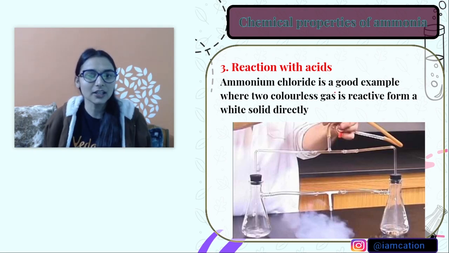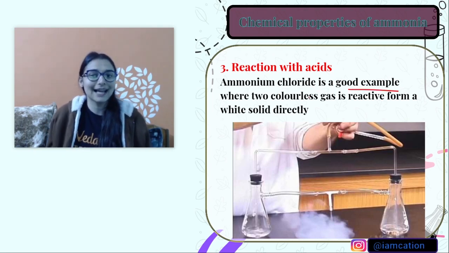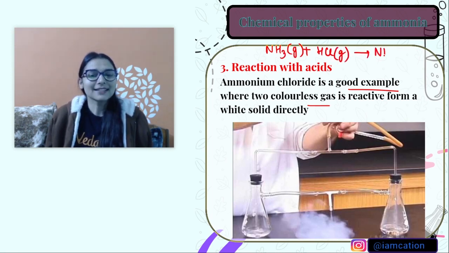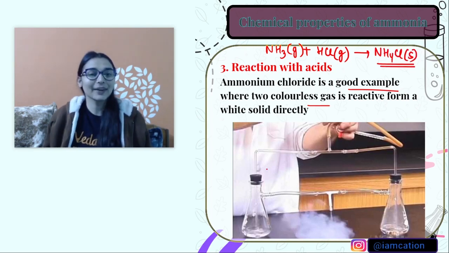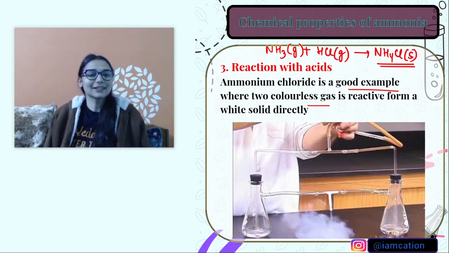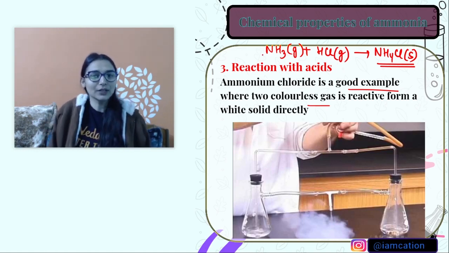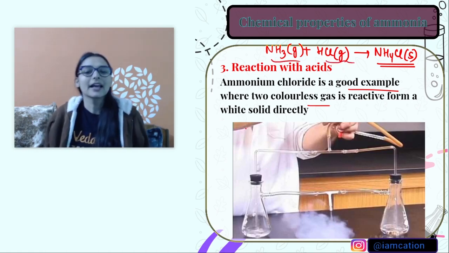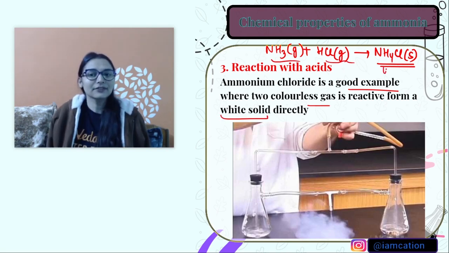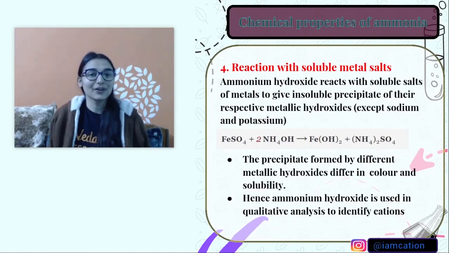Reaction with the acids, ammonium chloride is a very good example where two colorless gases, ammonia gas and HCl gas, are going to give us ammonium chloride, a white solid that we would be getting. A very nice reaction where two gases are leading to the formation of a solid. So two colorless gases, ammonia and HCl, are reacting to form a white solid. We are talking about ammonium chloride. You can see over here white fumes are also obtained.